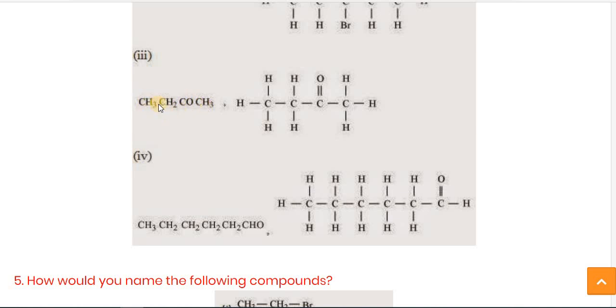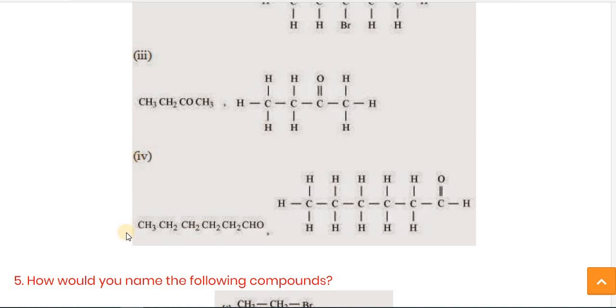The next question: methane, ethane, propane, butane, butanone. Write down the structural formula of butanone. Butanone stands for 4 carbons, 1, 2, 3, 4, and the suffix one means the ketone group is there. Ketone means C double bond O. Here you can see 4 carbons, that is butane, and the CO group, that is the ketone group. The CO group is indicated by the one suffix. So this name becomes butanone.